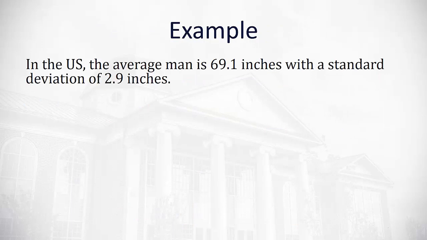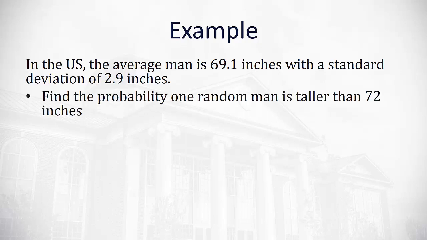In the US, the average man is 69.1 inches with a standard deviation of 2.9 inches. We're going to find the probability that one random man is taller than 72 inches. The key here is one random man. When we have one random man, we use our formulas that we used in the previous videos. We can just find that z is equal to x bar minus mu divided by the standard deviation, because we're just talking about one person.